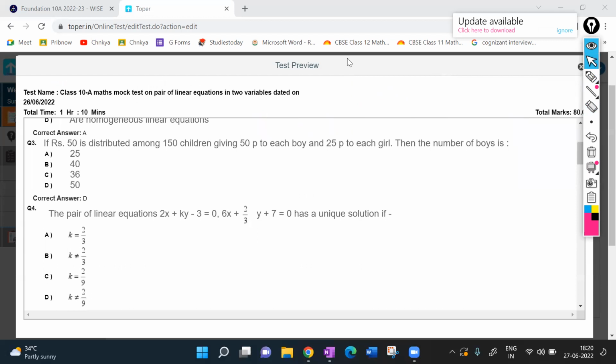Rs 50 is distributed among 150 children, giving 50 paisa to each boy and 25 paisa to each girl. Then the number of boys is what? How can we solve this question? Tell me. How many of you did this question? Sir, I did. 50 rupees distributed among 150 children, 50 paisa to each boy and 25 paisa to each girl.